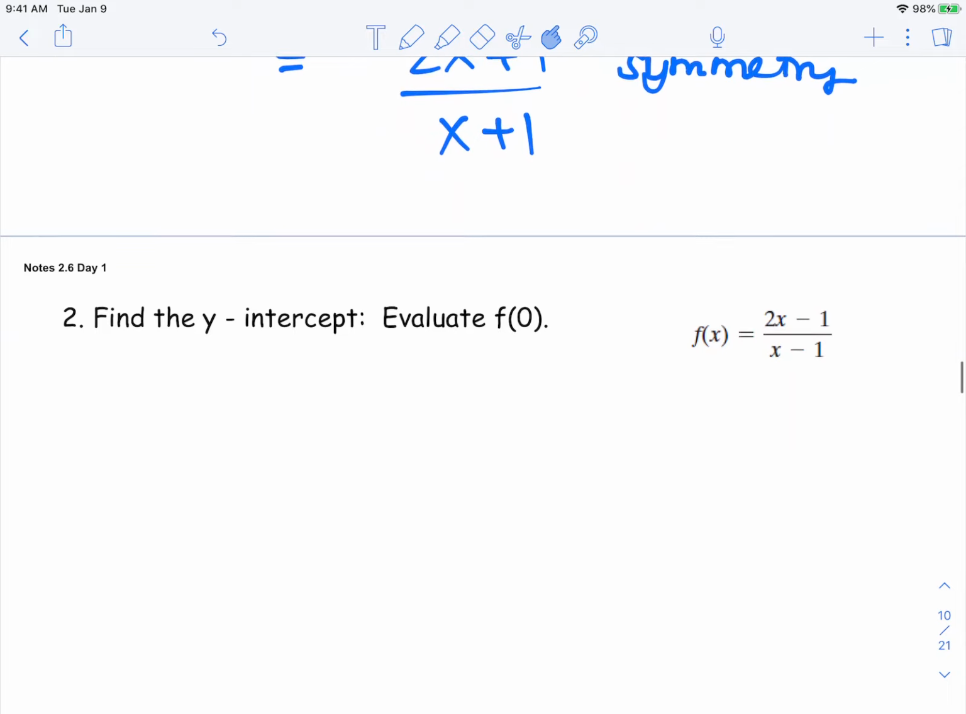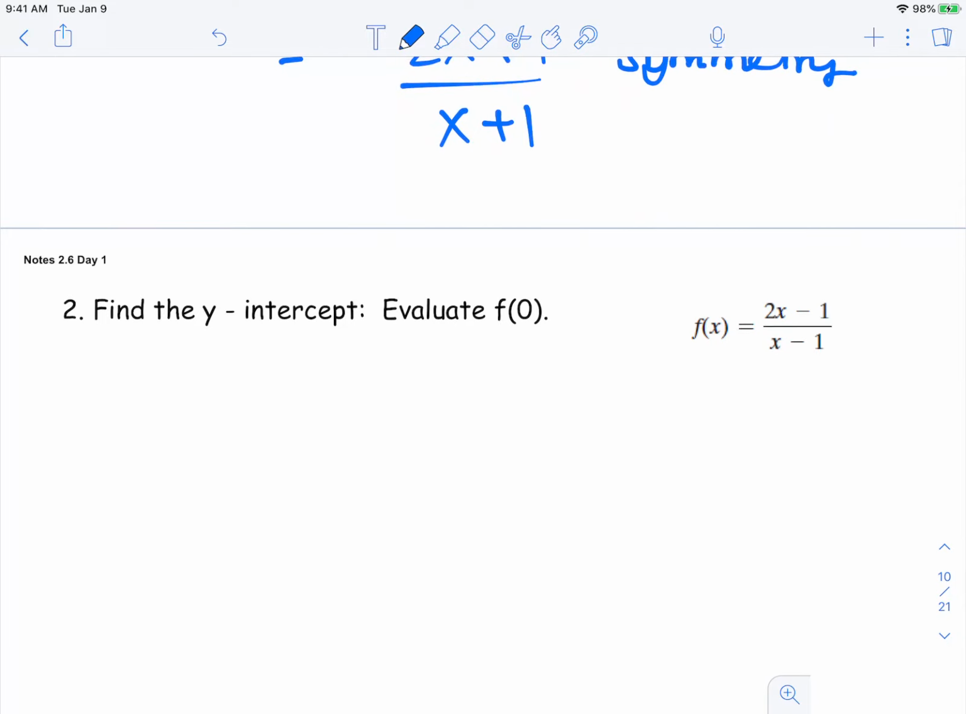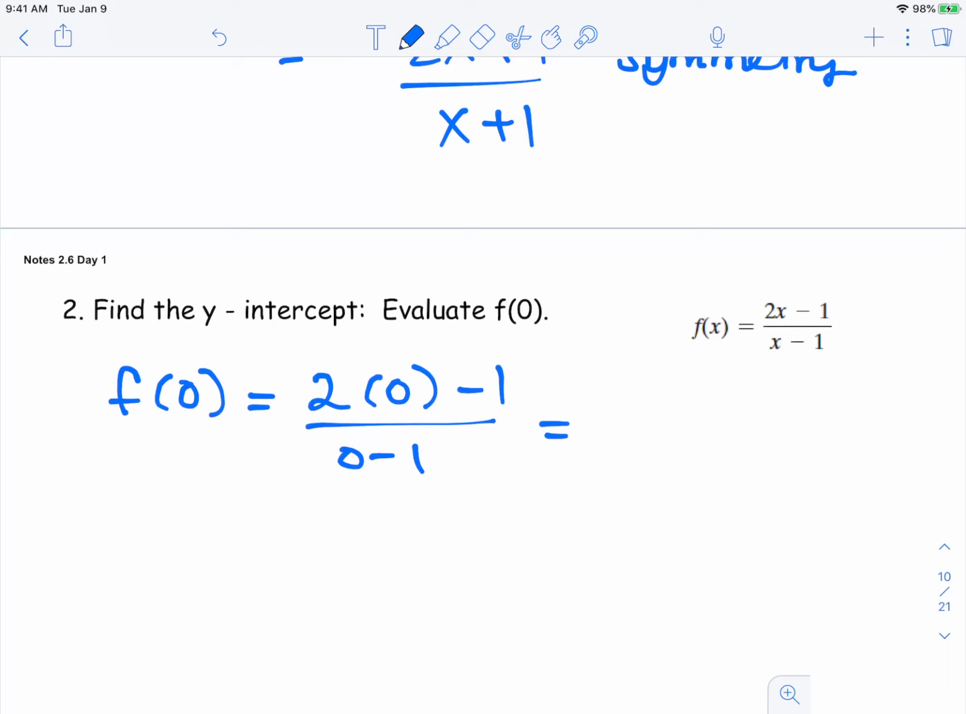Step 2 is to find the y-intercept. We've been graphing quadratics and polynomials, so it's going to be the same process in those two types of functions, where we evaluate the function for 0. 0 minus 1, 0 minus 1, negative 1 divided by negative 1 is 1. So the y-intercept is over 0, up 1.